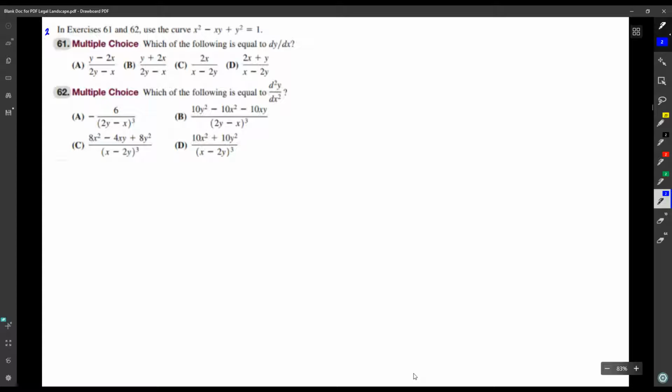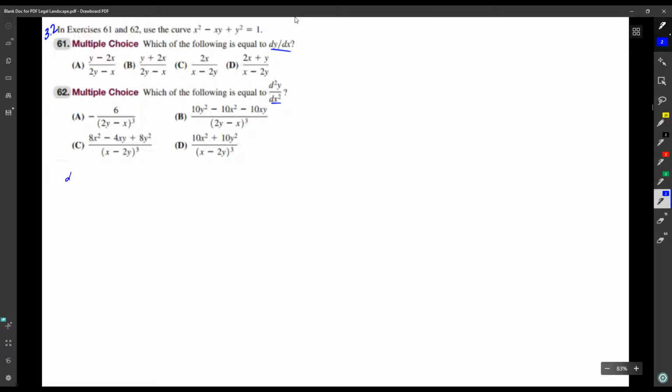This is number 61 and 62 from section 3.2. I'll admit I haven't worked this question before, so I'm going to be going at it kind of blindly. It looks like we're given a curve x squared minus xy plus y squared equals 1. And we're asked in 61 for the first derivative and in 62 for the second derivative. So I think we should begin with the first derivative.